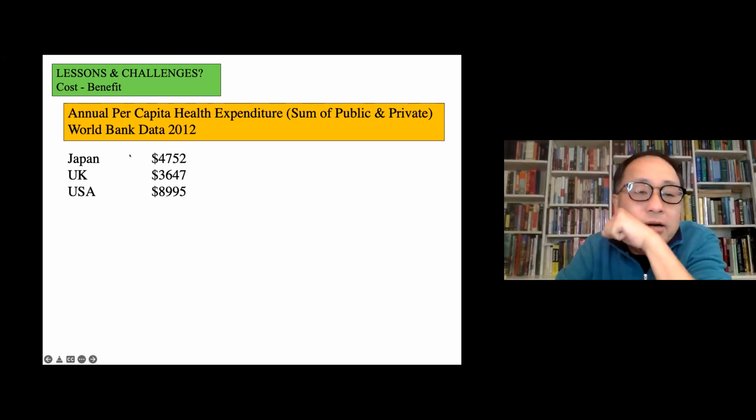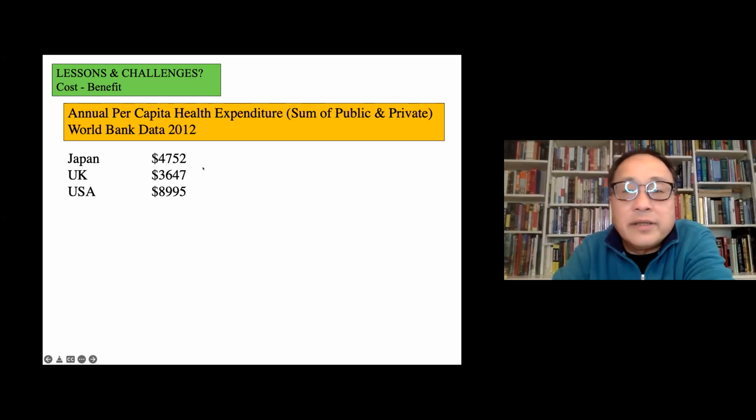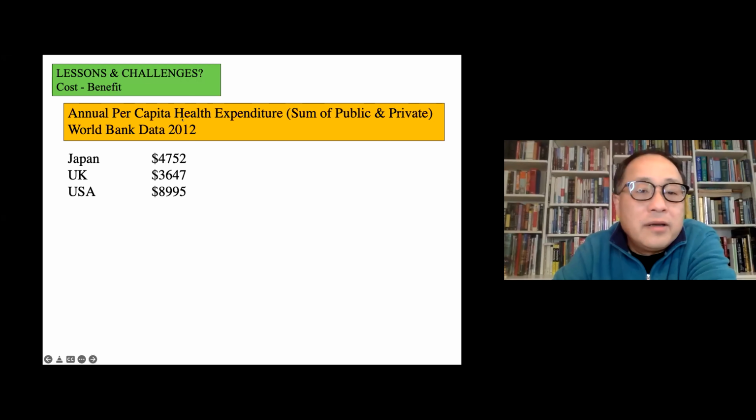Another lesson are the issues of cost and benefit, which I think is something that is going to be apparent to anyone who thinks about critical care. Here are some sample numbers from the World Bank about the annual per capita health expenditure in Japan, UK, US. As you can see, it ranges from about $4,000 to $9,000 per year per person.